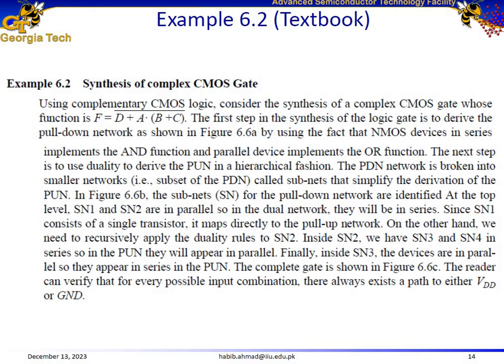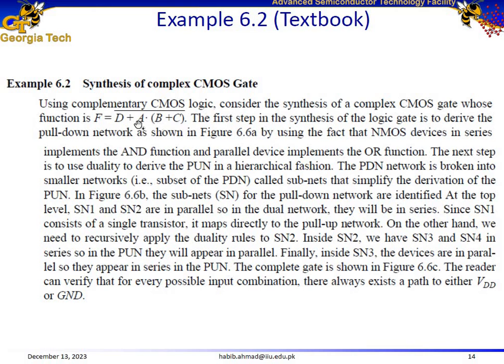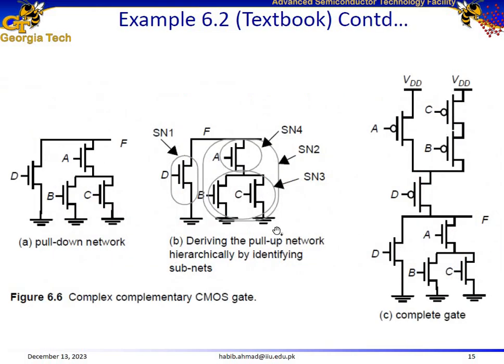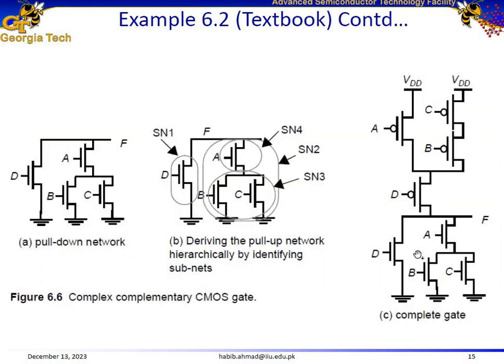So as I already discussed, the first thing that we need to do is to form the pull down network. For that purpose, let us start from the right. B or C, so it means that transistors B and C are in parallel in the pull down network, and then both of them are in series with A in the pull down network, and then all these three are in parallel with D transistor in the pull down network.